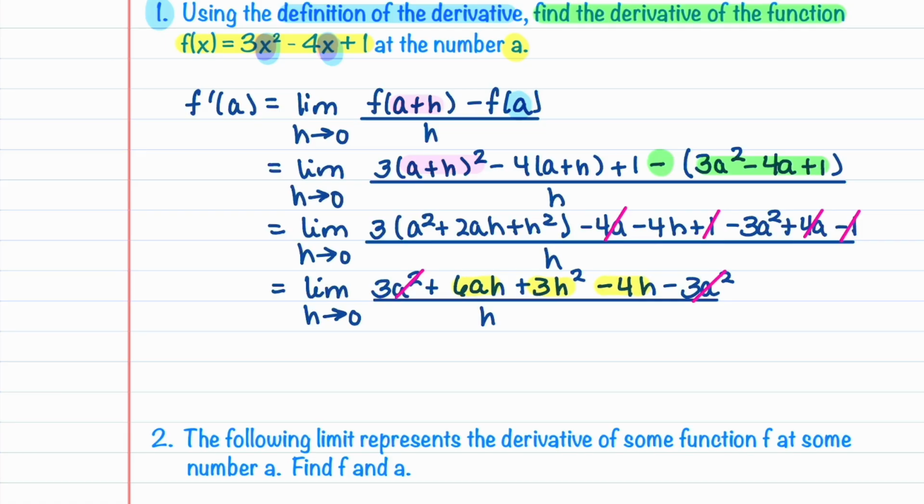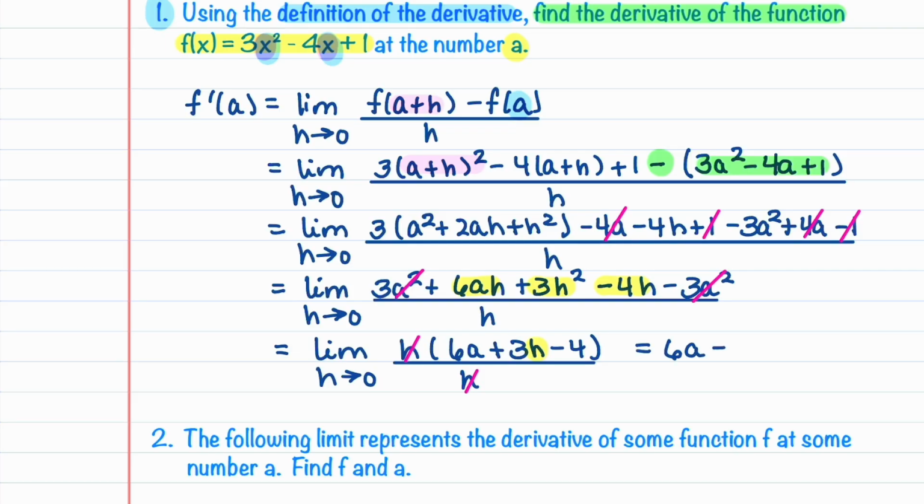Do you see that they all have an h common to them? Because of that, we can go ahead and we can pull an h out. So this is the limit as h goes to 0 of h times 6a plus 3h minus 4, all divided by h. Now our h's cancel, and we can go ahead and just substitute in that h is equal to 0, and this gives us an answer of 6a minus 4. And that is the derivative of our function at the number a.